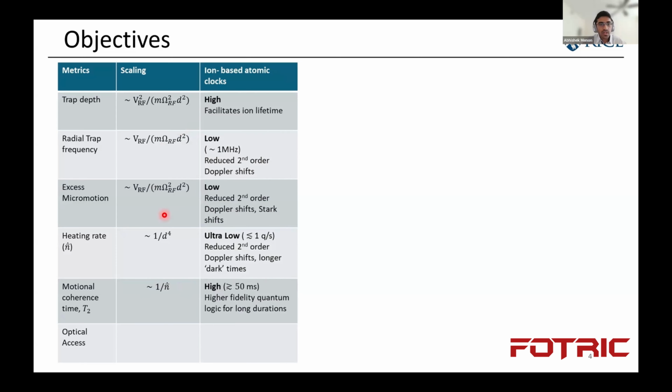Okay, so let's look at different applications and see how we can tailor our trap in a way that could meet many of them. For atomic clocks, what they usually need is a very high trap depth. They need a relatively low trap frequency and micromotion because there are many systematic shifts associated with it. They also want a low heating rate, for the same cause. The larger motional coherence helps in having long interrogation times, especially when you want to do quantum logic spectroscopy. So for those reasons, they need to be in this regime.